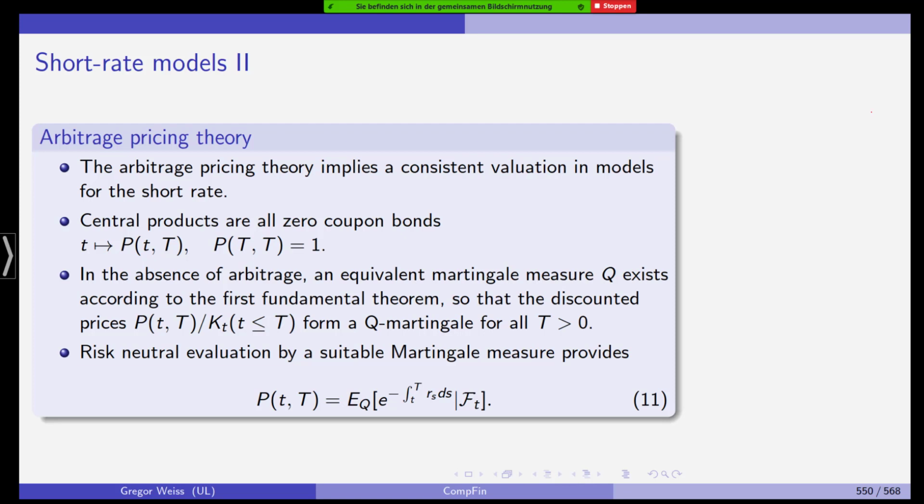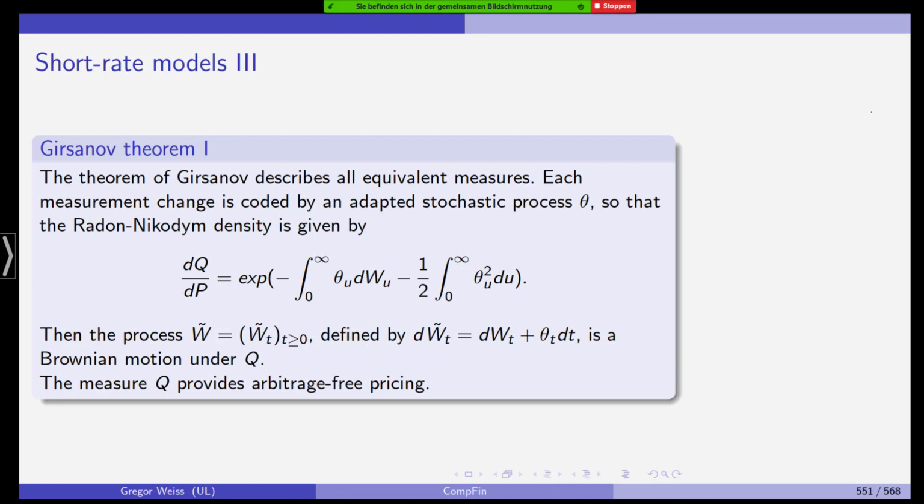And risk-neutral evaluation by a suitable martingale measure then provides all prices. You simply take the expected value under Q of those discount factors, and thus you have the prices. So these are the arbitrage-free prices for any risky zero coupon bonds.